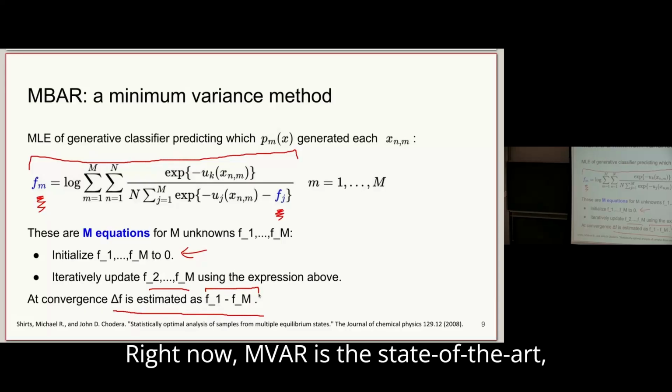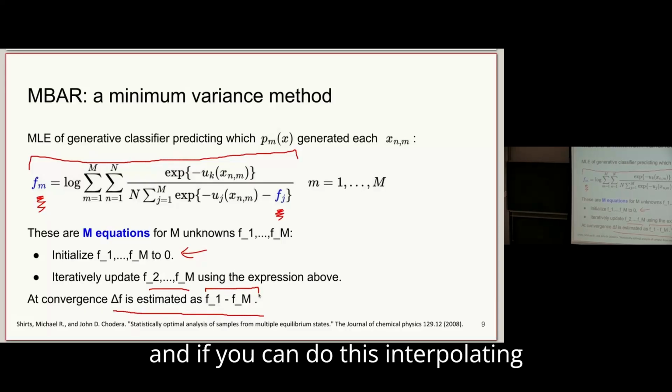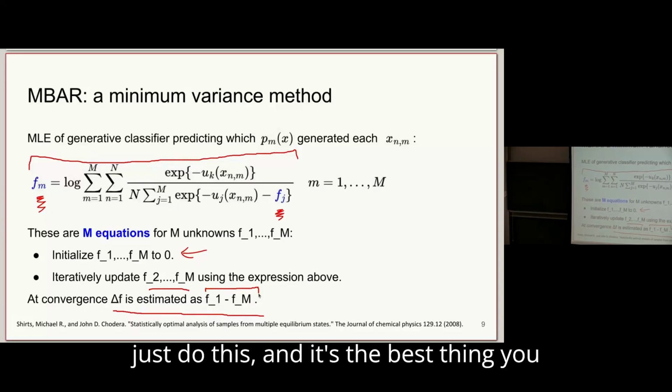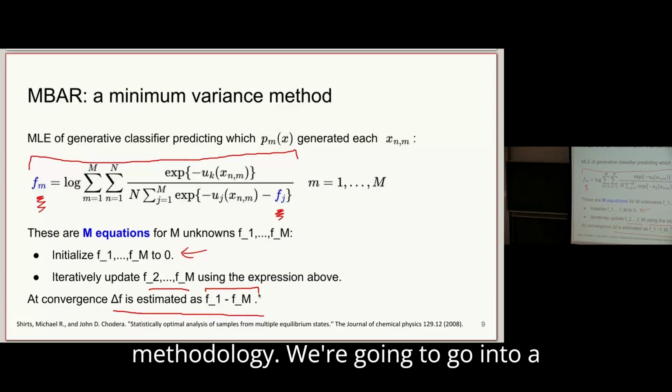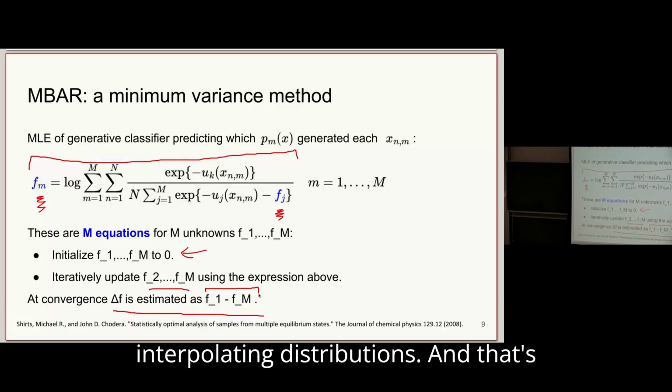Right now, MBAR is the state of the art, and if you can do these interpolating distributions and sample from them, you just do this, and it's the best thing you can have, at least with the current methodology. We're going to go into a setting where you don't have interpolating distributions. Okay.